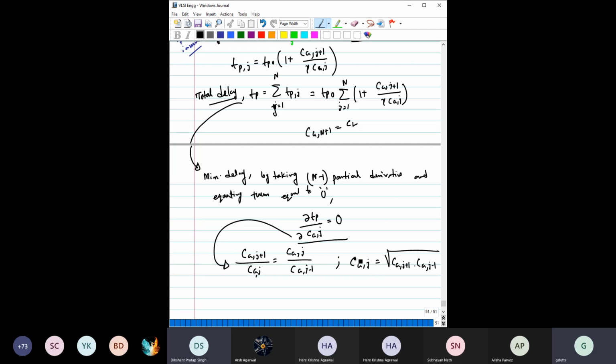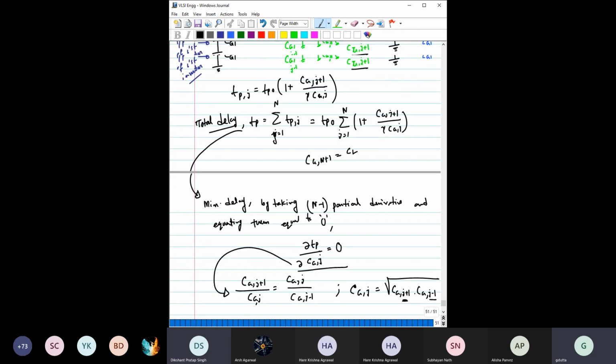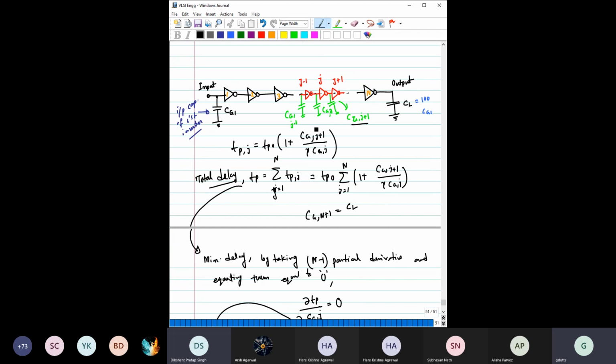The minimum delay criteria should be such that CGJ, that is the gate capacitance of the jth stage, should be the geometric mean, right? This is called the geometric mean. It should be the geometric mean of its neighboring stages, because j minus 1 is one of the neighboring stages, and j plus 1 is another neighboring stage, right?